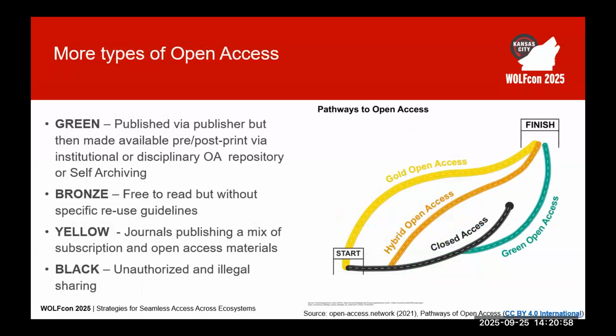And then there's more types of open access as well. Bronze refers to being free to read, or free open access, right now, but potentially without specific reuse guidelines, so that perpetual and irrevocable nature isn't necessarily specified. Yellow can refer to journals that publish a mix of open access and subscription materials. There's black open access, which is like unauthorized and illegal sharing on certain networks that exist.